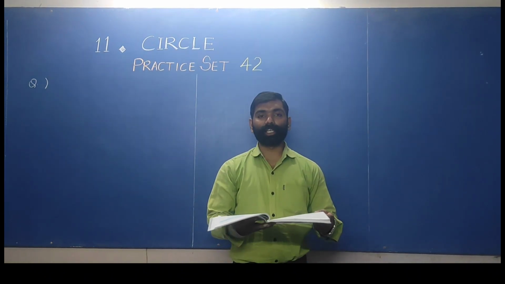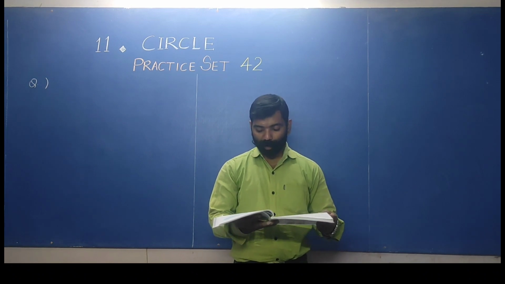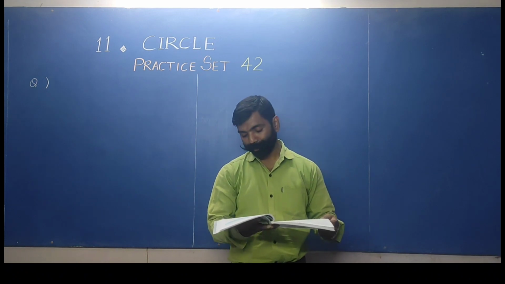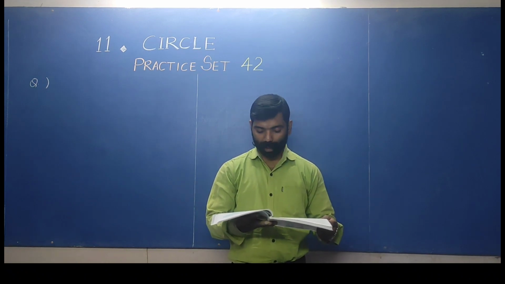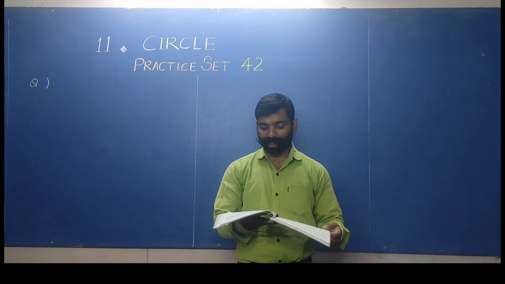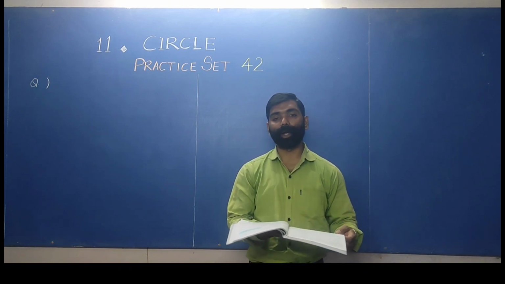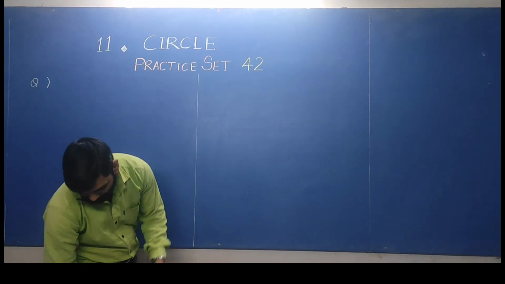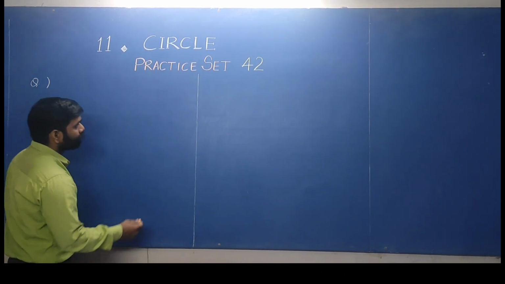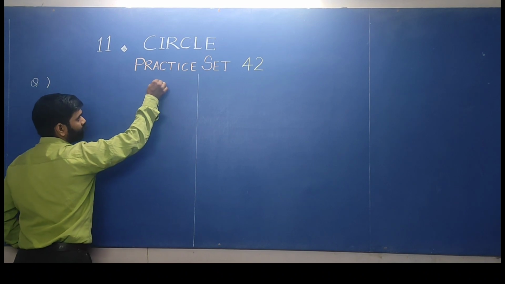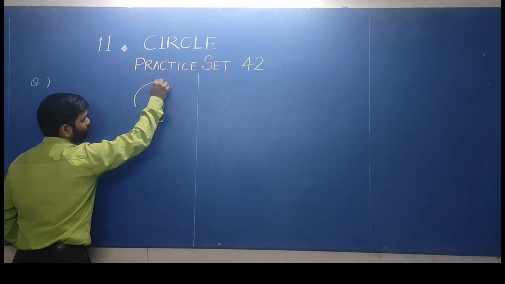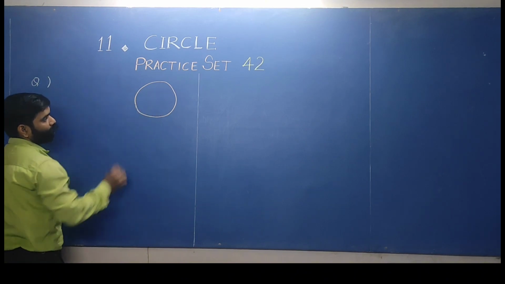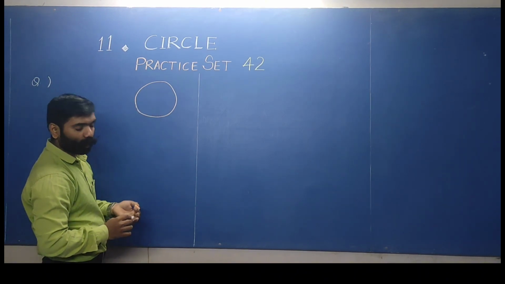Okay students, let's see question number 4. The wheel of a bullock cart has a diameter of 1.4 meter. How many rotations will the wheel complete as the cart travels 1.1 kilometers? Okay students, so let me tell you how to do the sum. Suppose this is the bullock cart wheel.